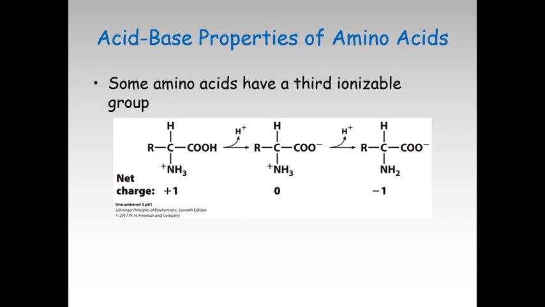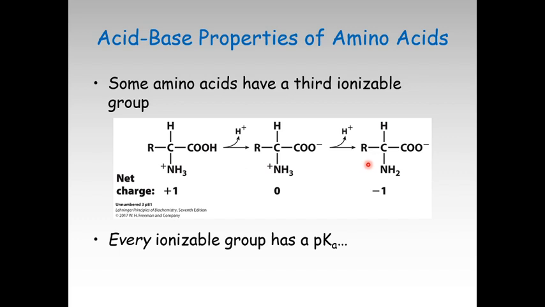In addition, some amino acids have a third ionizable group. If the R group has another functionality that is ionizable, then you would have an additional complication for this amino acid. In addition to COOH and NH3 plus, R would also be ionizable. Every ionizable group has a pKa. Now, remember what I said, you need to be familiar with pH and pKa. Again, reiterating what I said in the previous chapter, pKa is the pH at which a specific functional group loses or gains a proton, right?